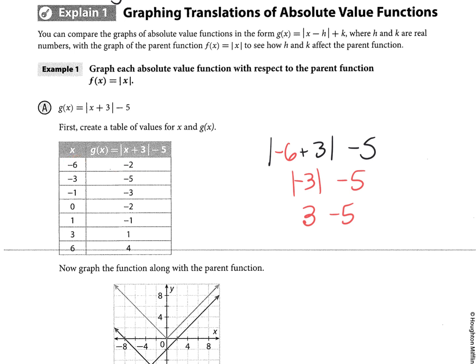And then if we were to swap it out with a different x value, let's try -3 this time. -3 plus 3 is 0, and the absolute value of 0 is still 0, and 0 minus 5 is -5. Let's attempt a positive one just to see how that would work out.